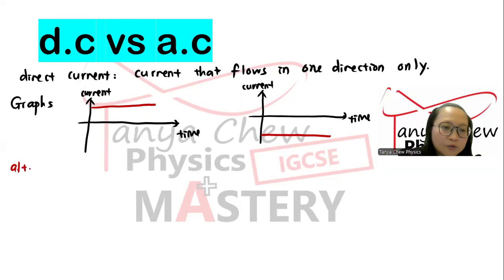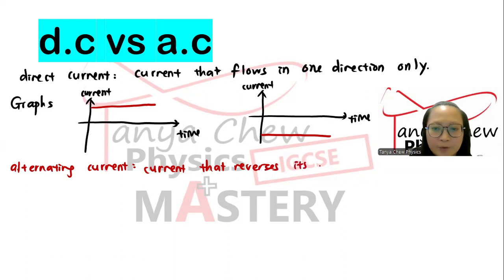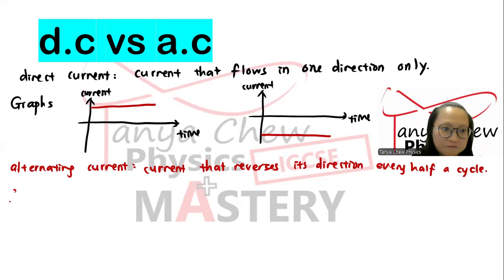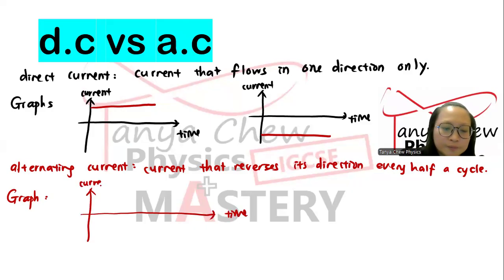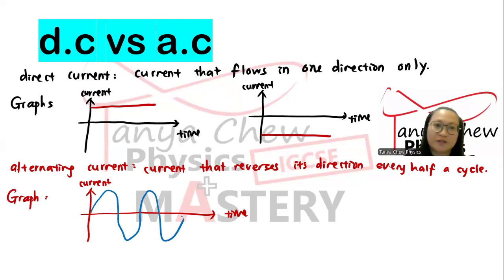AC, on the other hand, is called alternating current. Alternating current is the current that reverses its direction every half a cycle. Graph, only one graph I have, right? This is time, this is the current. So the graph goes up and down. Sometimes you get a positive value of the current, sometimes you get a negative value of the current. So this is called AC.